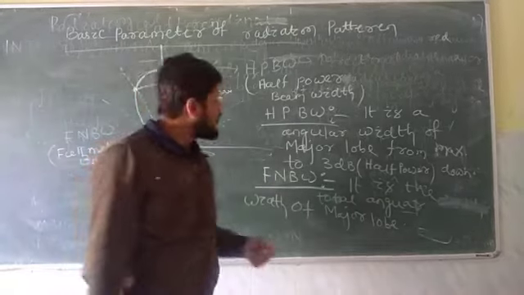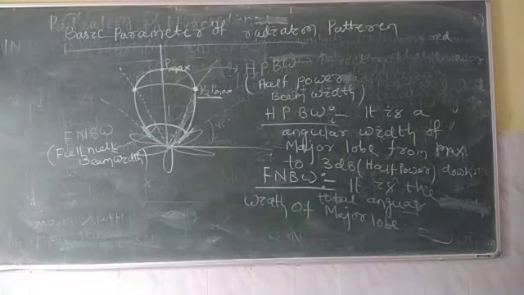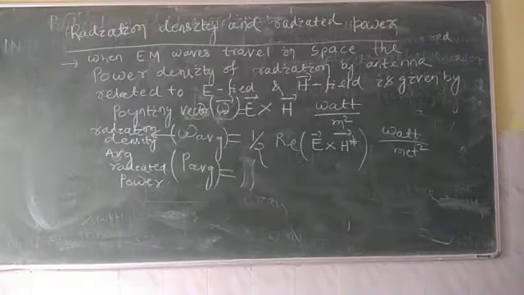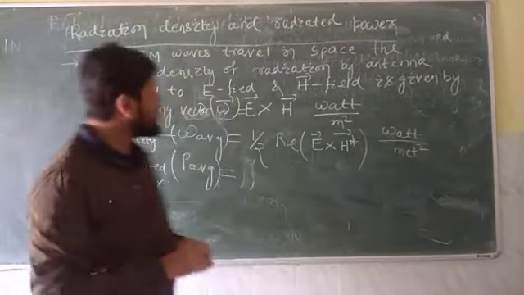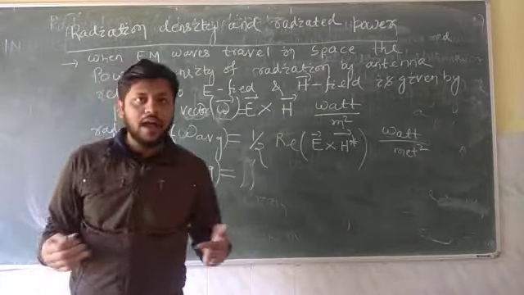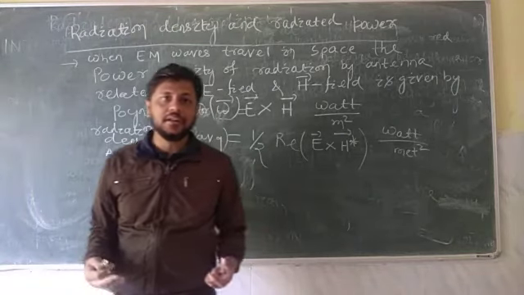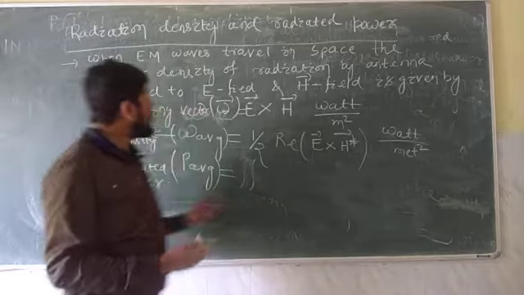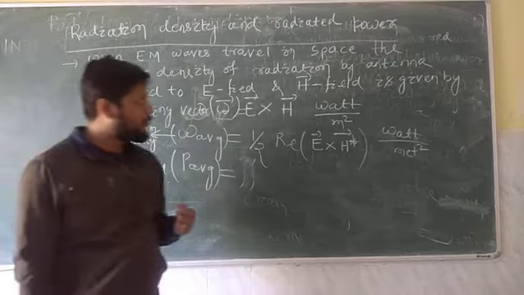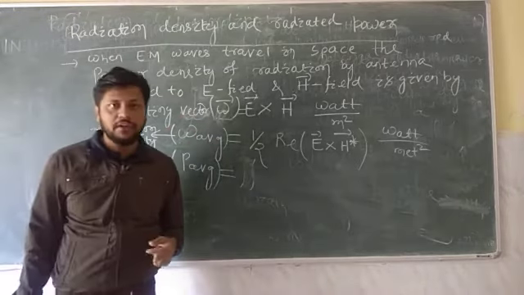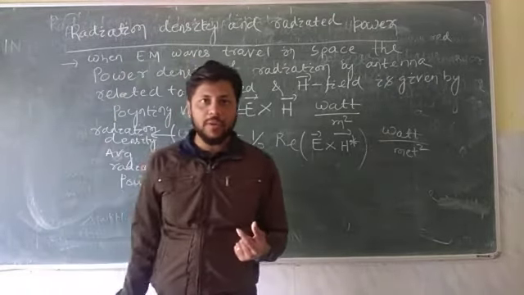So next we will see the radiation power density. Let me explain. The next topic is radiation density and radiated power, that is, how to calculate mathematically how much power is radiated from your antenna. When an electromagnetic wave travels in space, the power density of radiation by the antenna is related to the electric and magnetic field. Radiation means the propagation of the electromagnetic wave.